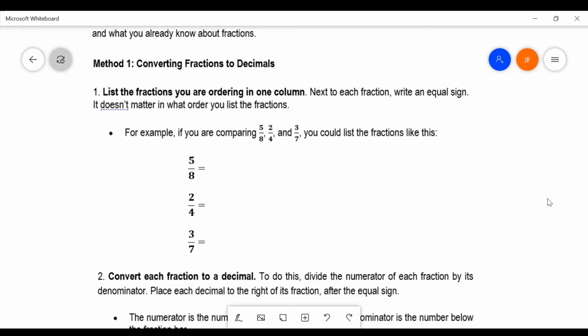The first method is converting fractions to decimals. First step for this is we are going to list the fractions you are ordering in one column. Next to each fraction, write an equal sign. It doesn't matter in what order you list the fractions. For example, if you are comparing 5/8, 2/4, and 3/7, you could list the fractions like this: 5/8 equals, 2/4 equals, 3/7 equals.